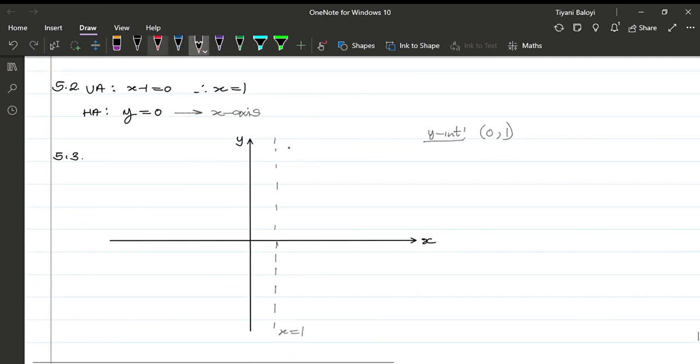So you'll just have this. Let's just indicate it like this. So this is 0 and 1, right? Okay. So this is our horizontal asymptote here. So we are not supposed to cross the x-axis or x is equal to 1.